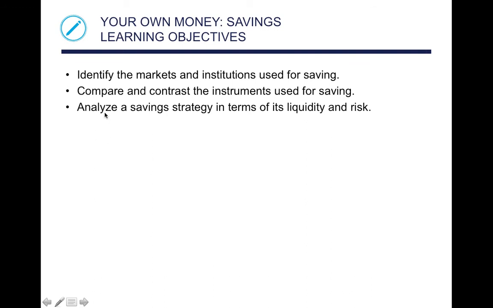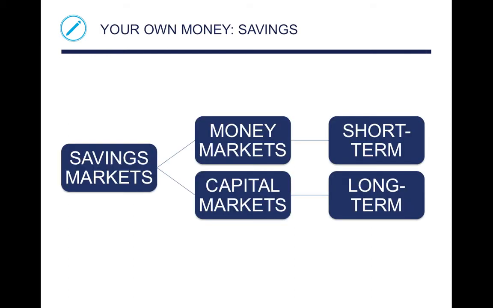Savings learning objectives. Identify the markets and institutions used for savings. Compare and contrast the instruments used for saving. Analyze a safety strategy in terms of its liquidity and risk. Your own money, savings. So for the savings market, you have the money market, which is short term, and then capital markets, which is long term.